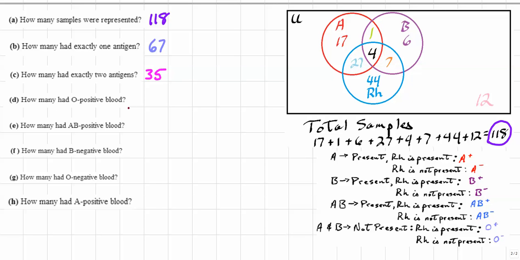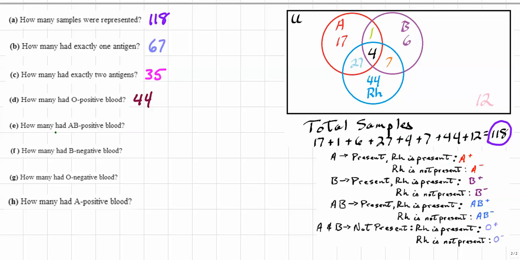Now, how many had O positive blood? Now, O means that there are no A and no B antigens, but the RH antigen is present. So that would be this right here, which would be 44. So 44 samples were O positive.